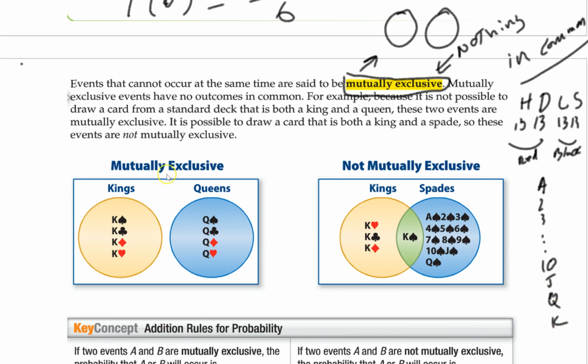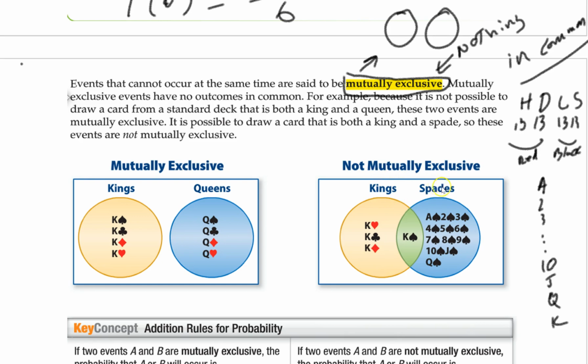So here, they're saying kings and queens. If I say kings and queens, well, there's only 4 kings, right? There's 1 for each suit, and there's only 4 queens, 1 for each. They have no cards in common. There's no king that's also a queen in cards. Not mutually exclusive means they have something in common.